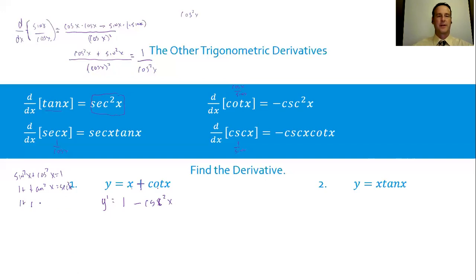And the last one is 1 plus cotangent squared x is equal to cosecant squared x. Okay, so here's the deal. This actually simplifies a little bit, okay? And so here's what I'm going to do. If I subtracted this 1 over, all right, I would get almost what I have here. It's just the opposite of it.